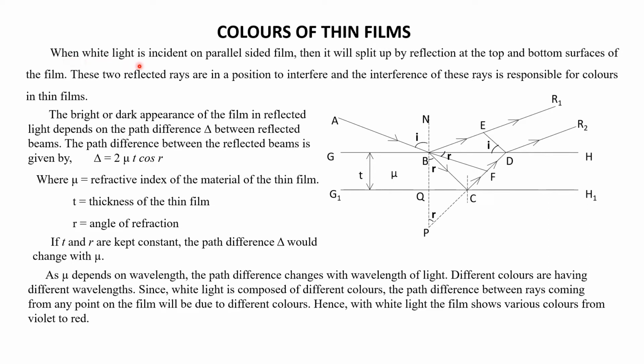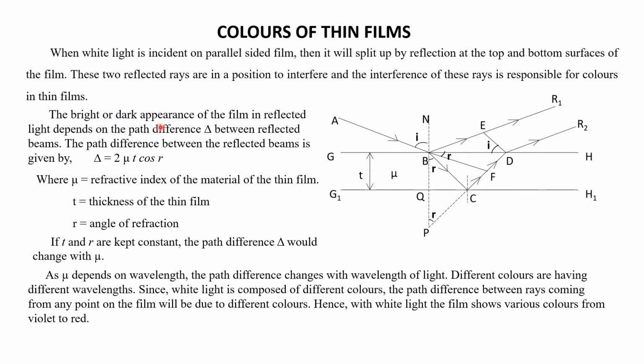So when white light is incident on a parallel sided film like this, it will split up by reflection at the top surface and at the bottom surface. These two reflected rays, R1 and R2, are in a position to interfere, and the interference of these rays is responsible for colors in thin films. The same phenomenon occurs in the case of transmitted light also. So in reflected light and also in transmitted light, you can see the colors in thin films.